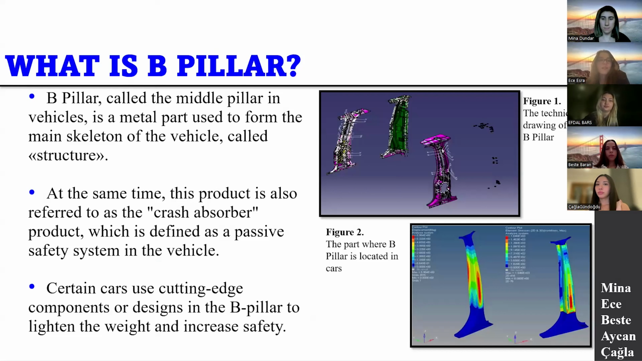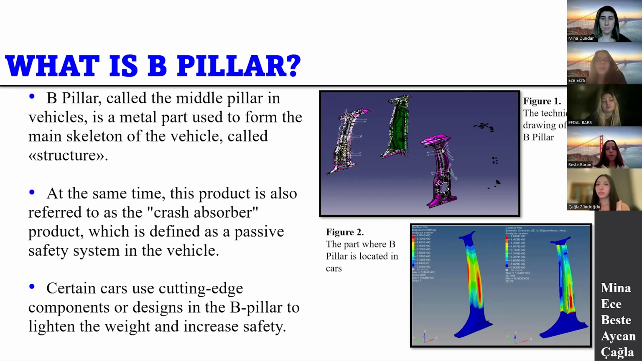First of all, what is the B-pillar? A B-pillar, sometimes referred to as the middle pillar, consists of a metal frame that forms the main skeleton of a vehicle. B-pillars are assembled to create the vehicle structure. As well as being referred to as a crash absorber product, it is defined as a passive system that ensures the safety of the vehicle when it is in motion.